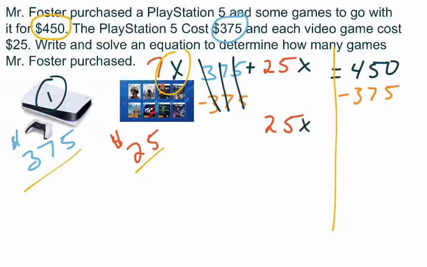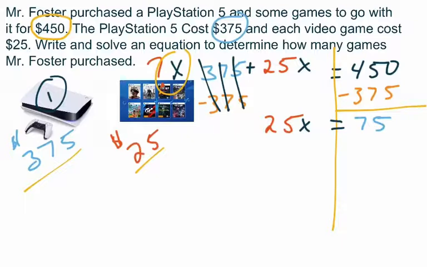Not forgetting about it, making it equal to 450 minus 375. You get that math. It's going to be 75. So 450 minus $375 is going to leave you with $75. So you simplify this down to 25x equals 75. And then 25 times x equals 75. 25 times what number? How do we solve that?